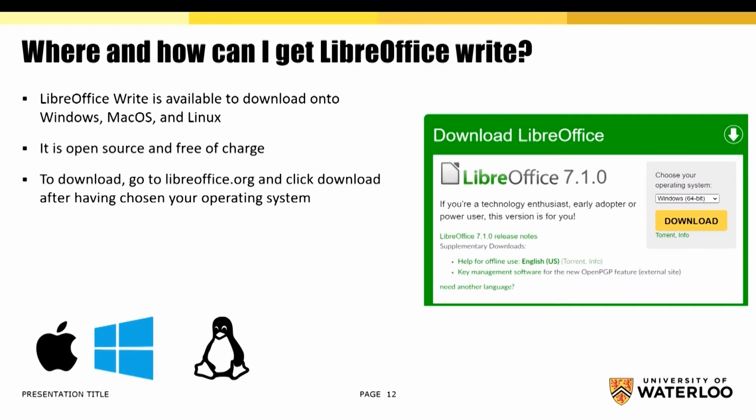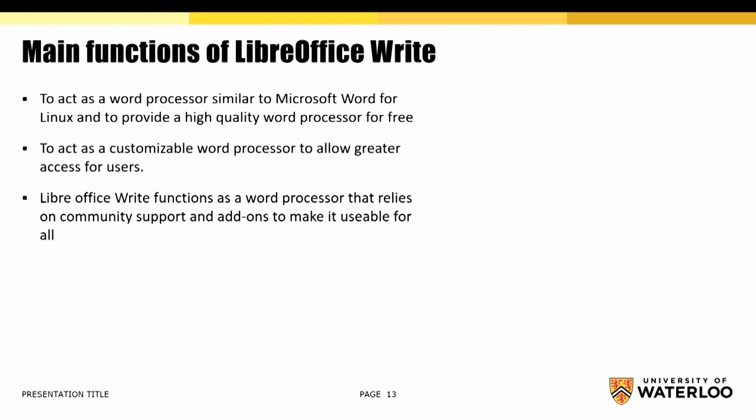LibreOffice Writer is available to download on Windows, Mac, and Linux. It is open source and free of charge. To download, go to LibreOffice.org and click download after having chosen your operating system. This gets you access to all of LibreOffice's programs, and from there you can get to using and customizing LibreOffice to your own needs. LibreOffice Writer functions as a word processor that relies on community support and add-ons to make it more usable for all.